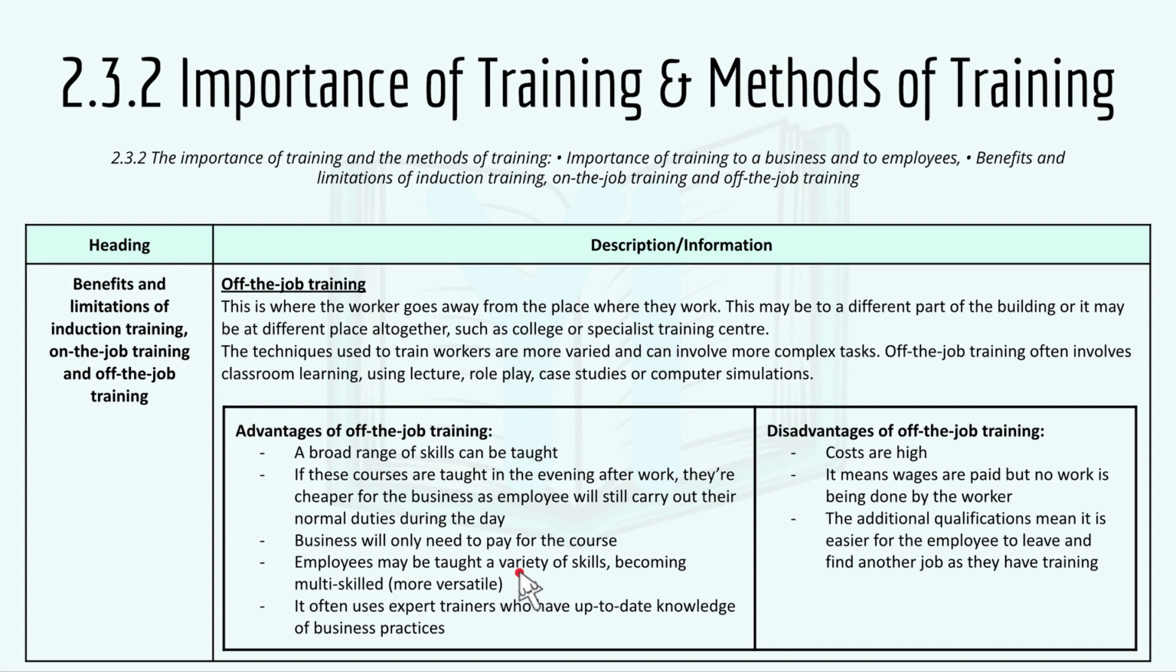Employees may be taught a variety of skills, becoming multi-skilled and more versatile. And it often uses expert trainers who have up-to-date knowledge of business practices. But disadvantages include the costs are high. It means wages are paid but no work is being done by the worker. And the additional qualifications mean it is easier for the employee to leave and find another job as they have training and are more versatile.